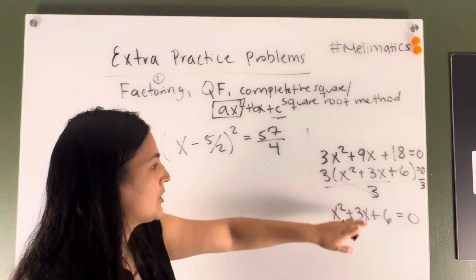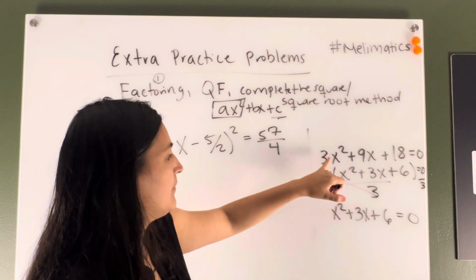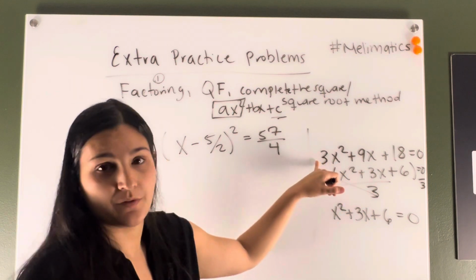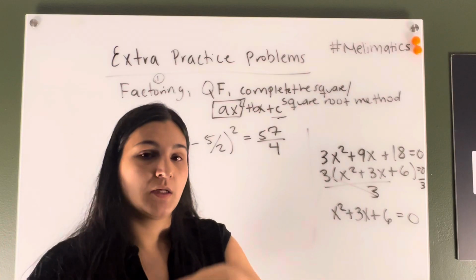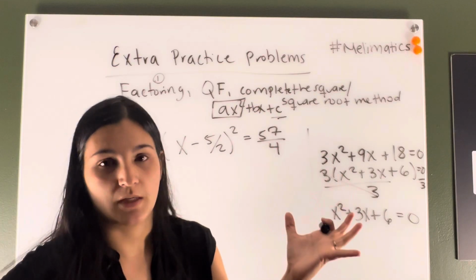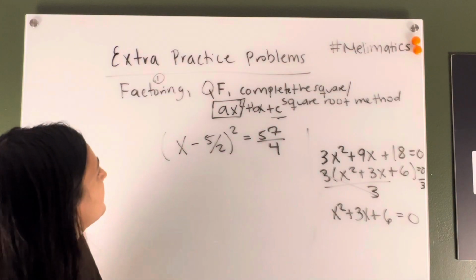Remember that if you try to do complete the square up here, it's not going to work because your number in front of x squared is greater than 1, right? So you're not going to be able to make it a perfect square where you have x plus or minus something times x plus or minus that same something. Okay, so just a side note.